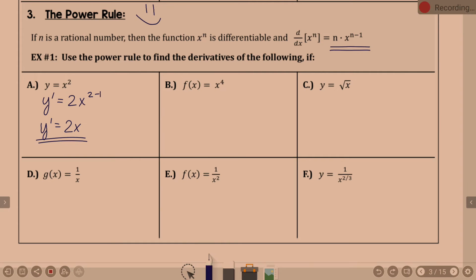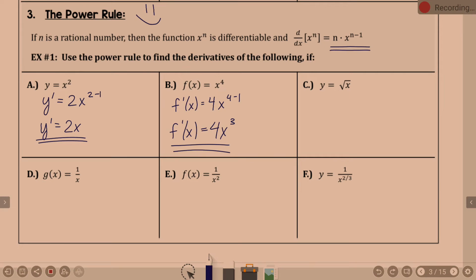4x to the third, right? Because you're going to move the 4 out front and subtract 1 from the power. So yes, f prime of x is 4x to the third. Are we good?